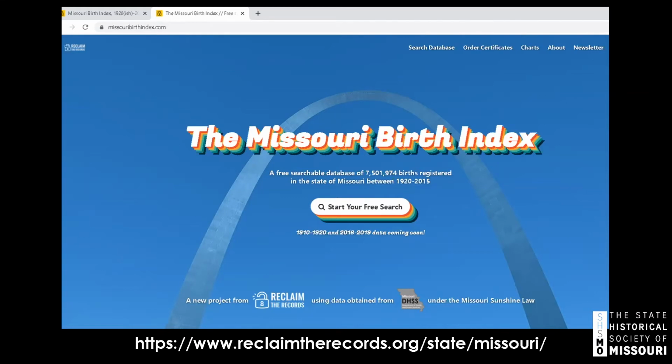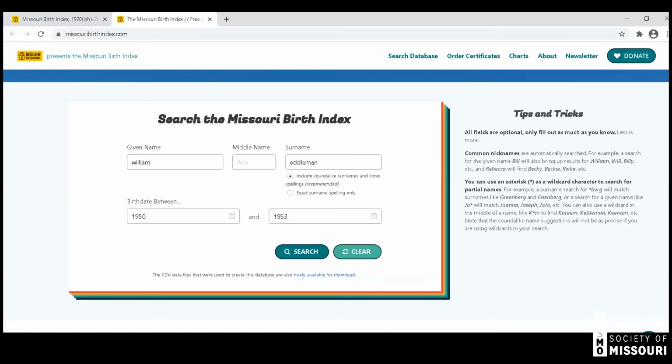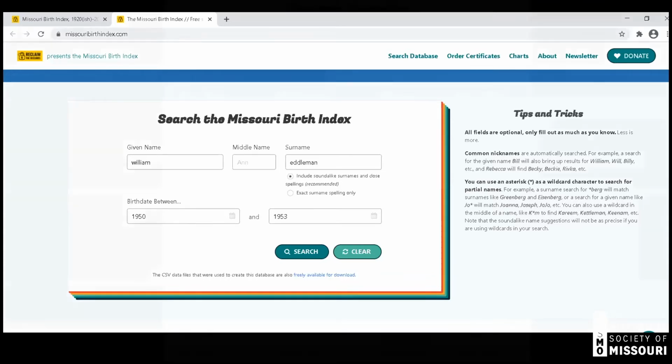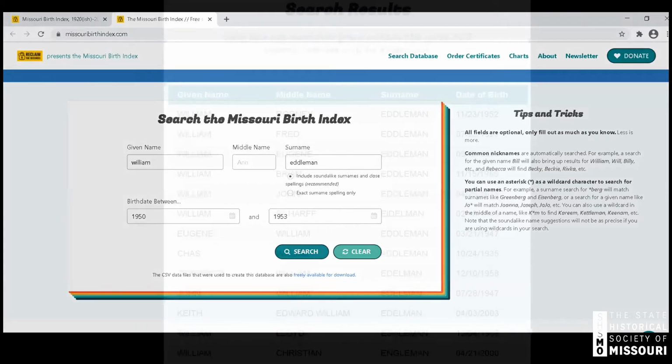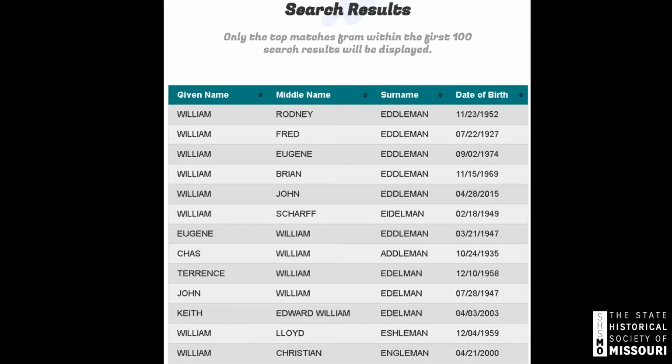But the birth index kind of looks like this. This is the splash page. It has some search boxes where you can look for surnames or given name, surname with middle initial, and then you can narrow the birth date. So I'm searching for myself here. And lo and behold, I'm in here. But you'll also notice on this particular screen, there were William Eddlemans who were born as recently as 2015 who are there.